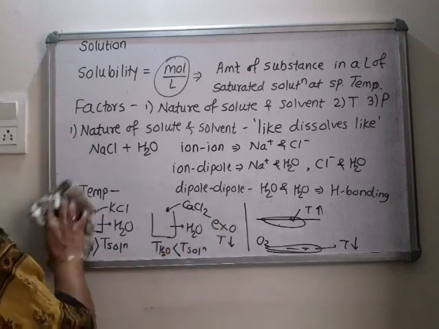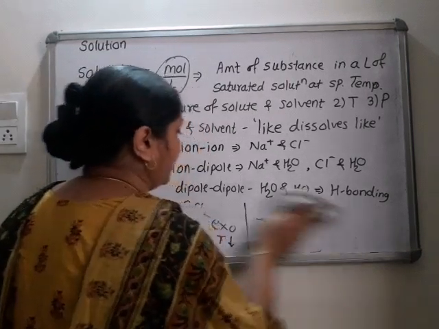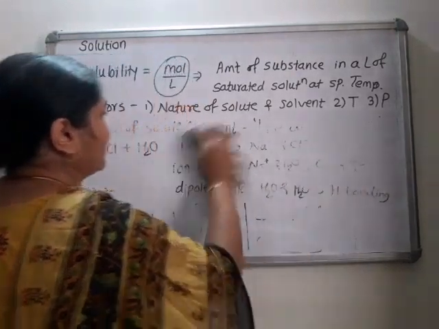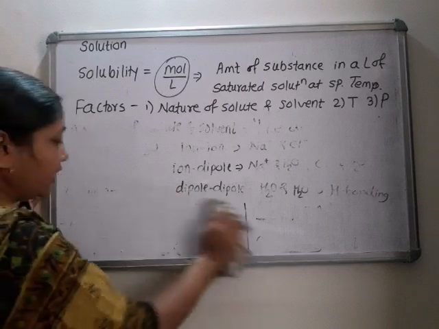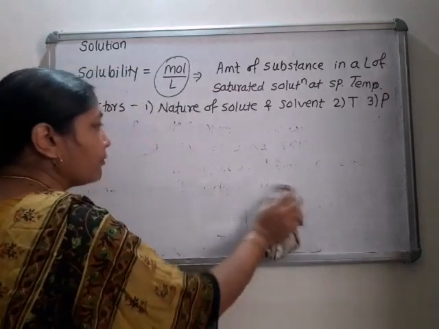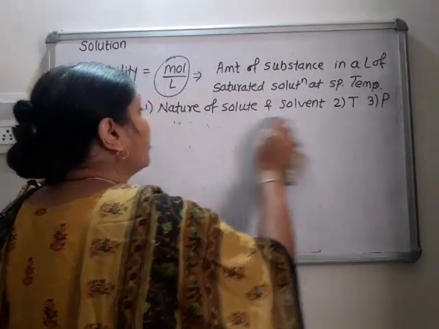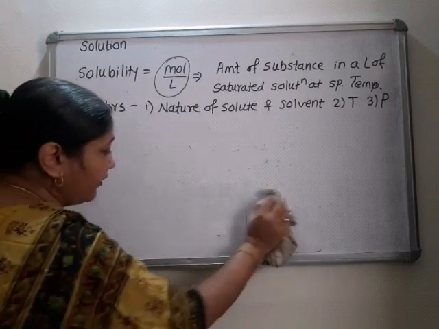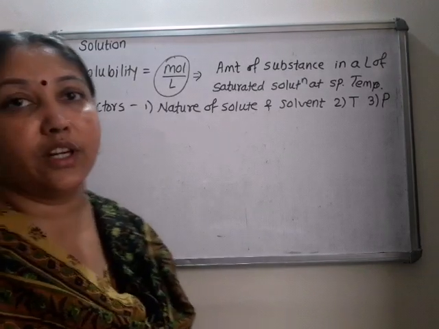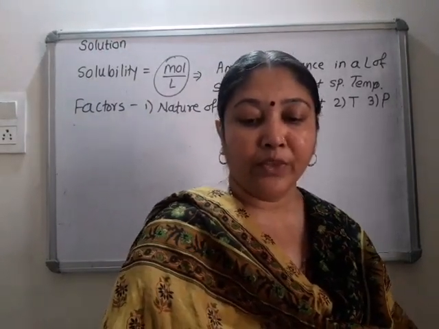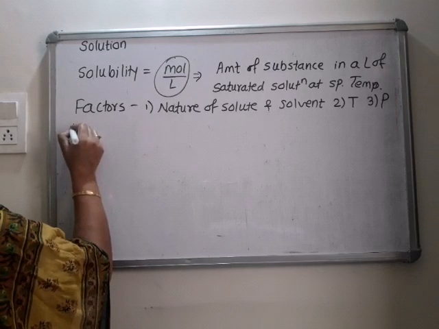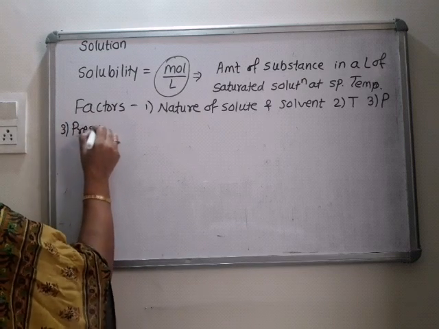Okay. Next one is pressure. How can pressure affect the solubility of a substance? If the solute is solid or liquid, it is not affected much by pressure because they are incompressible. But the solubility of a gas is affected by pressure. Higher the pressure on the gas, more is its solubility. Pressure is the third factor we are discussing.